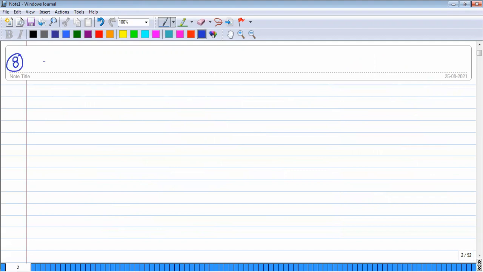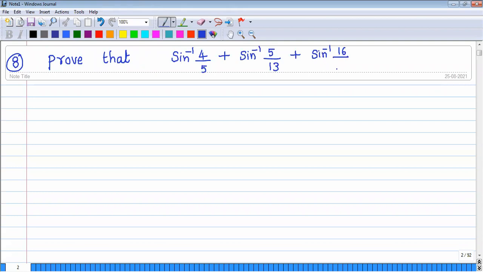This is a very interesting question. Prove that sine inverse 4 by 5 plus sine inverse 5 upon 13 plus sine inverse 16 upon 25 equals pi by 2. Any idea?